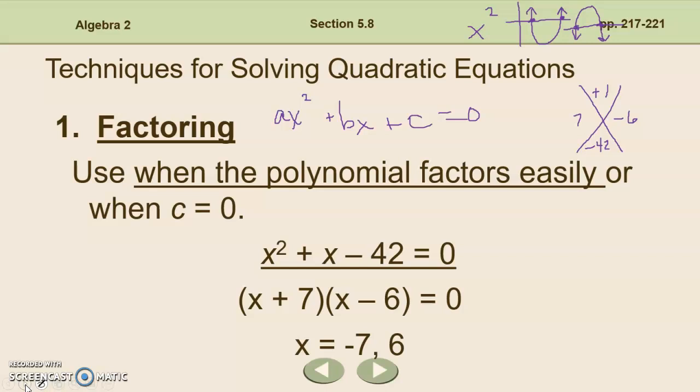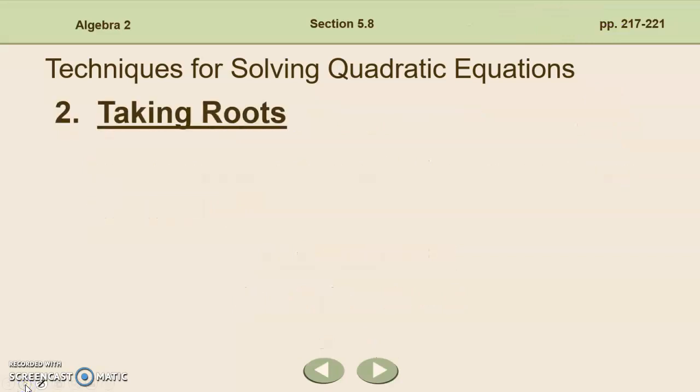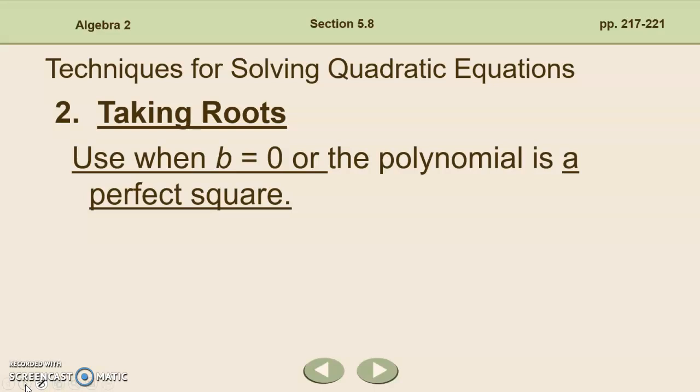So if we were to graph this, it would cross the x-axis at negative 7 and 6. The zeros of the equation are negative 7 and 6. A second method that we looked at just a class or so ago was taking roots. Because of perfect square trinomials, taking roots is another method that can help us solve quadratic equations.